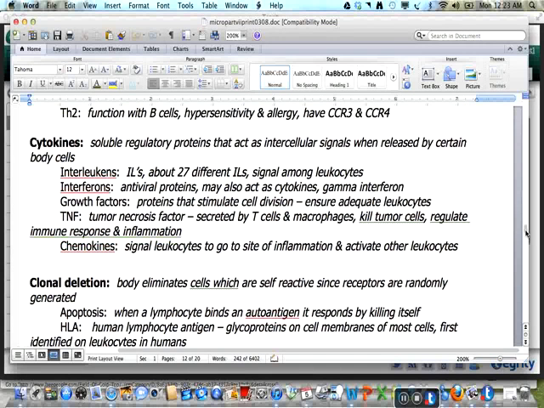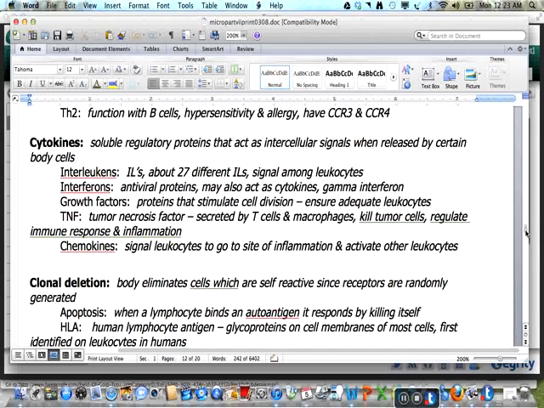The cytokines are soluble regulatory proteins that act as intercellular signals when released by certain cells. The ILs, or interleukins, signal among leukocytes. The interferons are antiviral proteins which may also act as cytokines, such as gamma interferon. Growth factors are proteins that stimulate cell division to ensure the presence of adequate leukocytes. TNF, or tumor necrosis factor, is secreted by T cells and macrophages to kill tumor cells. It also regulates the immune system and inflammation.